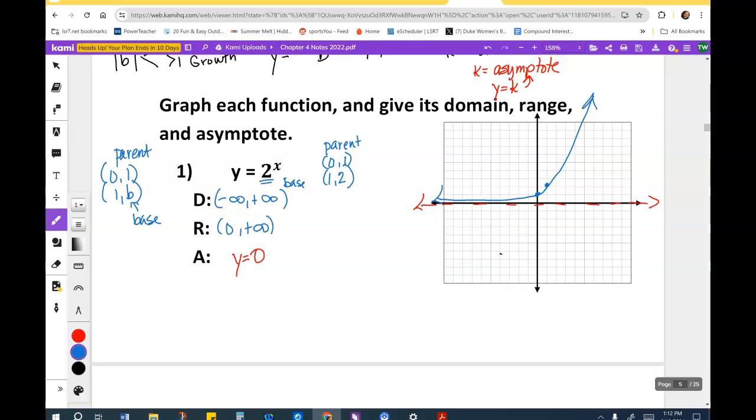This grows away from the asymptote. And I don't want you to think about it going up or down, because when we start shifting it around, then that's not going to work anymore. So it's growing away from the asymptote. Okay, since the parent function is growing away from the asymptote, that's growth. Okay, from left to right, it's growing away from the asymptote. So that's a growth function.